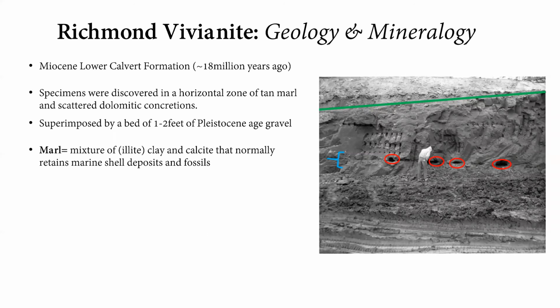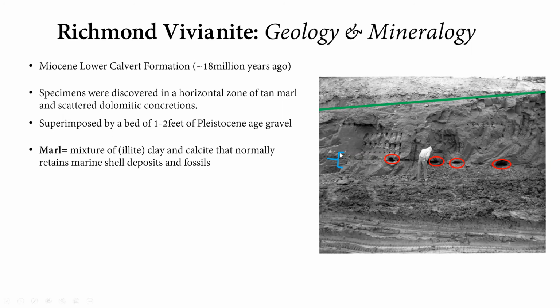And if you look at the photograph here, you see Rudy Bland there, and then you can see these holes. This is where people were digging and where the concretions were. What's really interesting here too is you can see three different zones. You have this superimposed zone of Pleistocene age gravel, around 1 to 2 feet, before the construction work threw a little bit more on top of it.